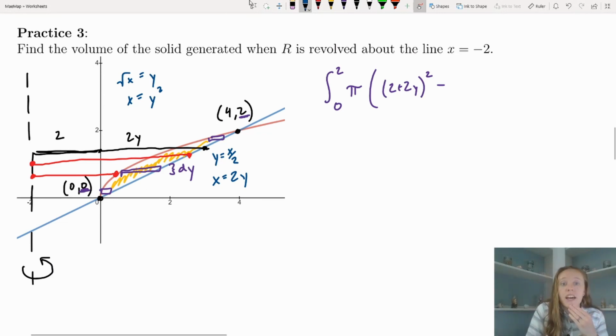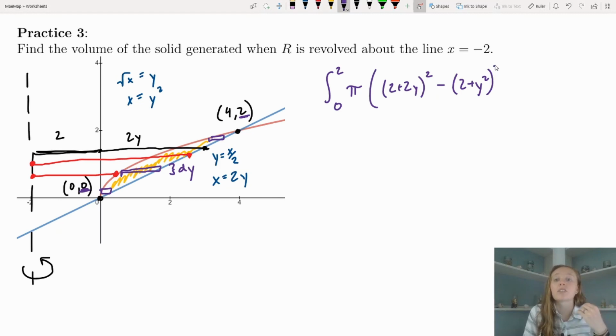So I know this distance from my axis to my function is y squared, and I'm going to add that to my distance that I also know is 2. So 2 plus y squared gives me my inner radius, and I need to square that radius because that's my inner radius squared. And I'm going to integrate this with respect to y. Let's go ahead, quickly together, expand this out, simplify, integrate, and solve.